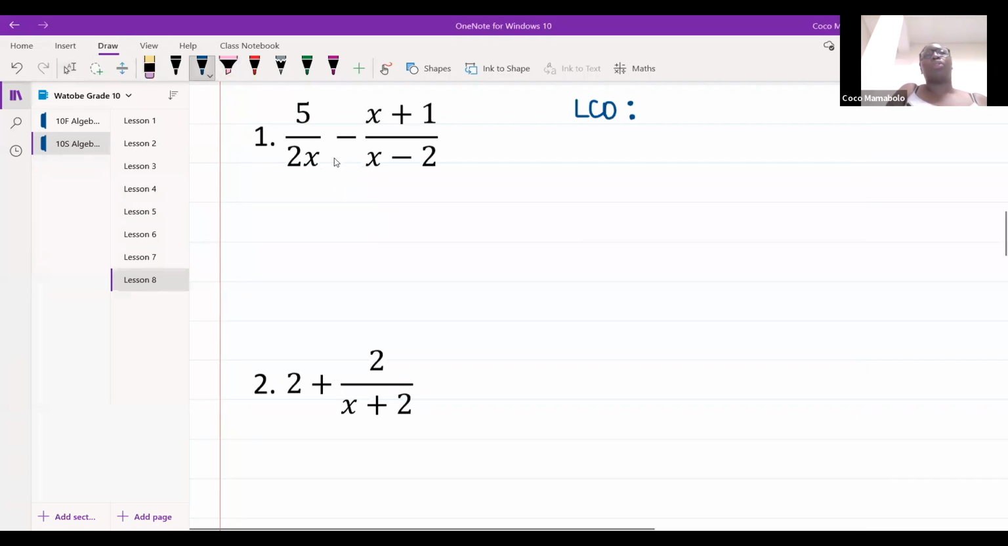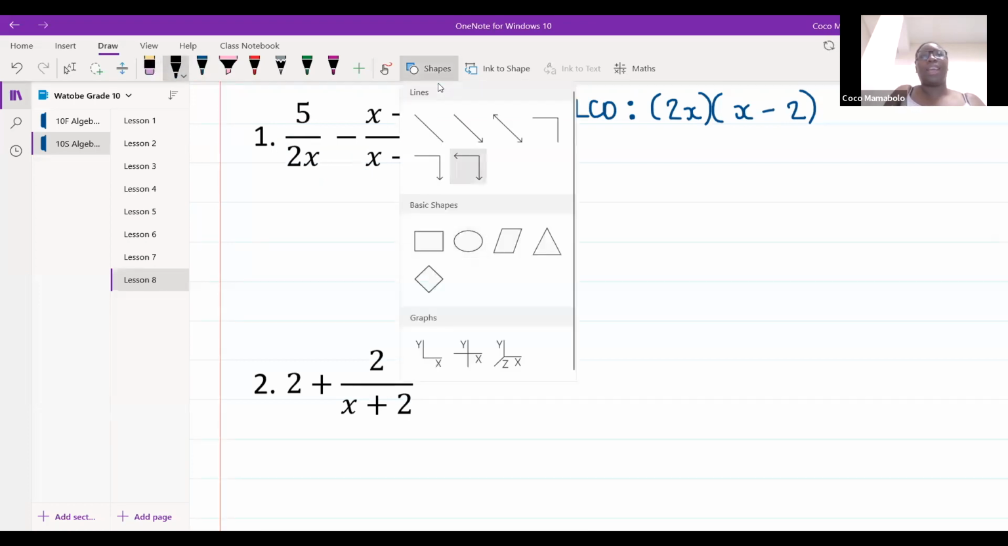All right, guys. So remember, when I want to find my LCD, I'm going to take this part and multiply it with this part. So my LCD is going to be 2x multiplied by x minus 2. That's my LCD.